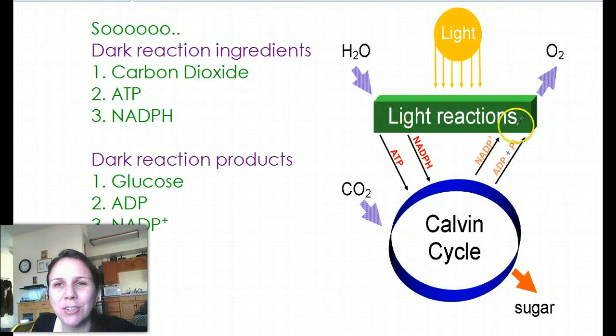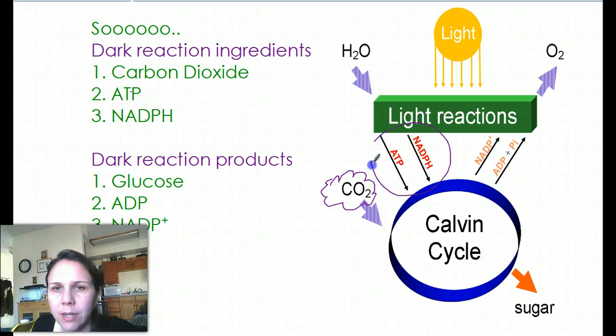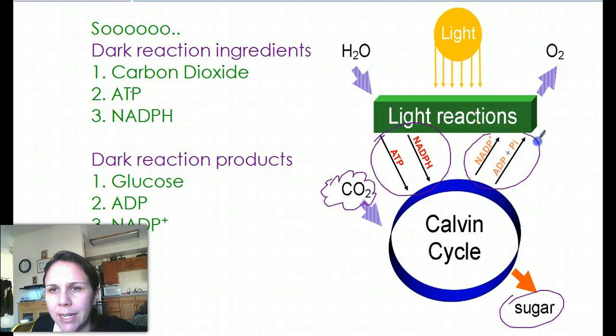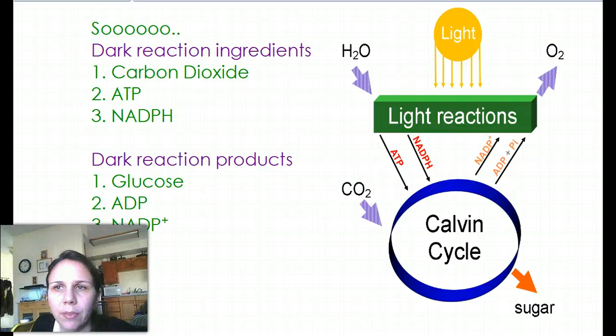Okay, so here's our picture again. What are the ingredients for the dark reaction? Well, we need CO2, that comes from outside the leaf. We need ATP and NADPH, which were products of the light reaction. They're ingredients for the dark reaction. What do we get out of it? We get sugar, glucose, and we also make NADP plus and ADP, which goes back to the light reaction to go pick up some more energy. And then it just keeps going back and forth, back and forth like that. So you really can't have one without the other.